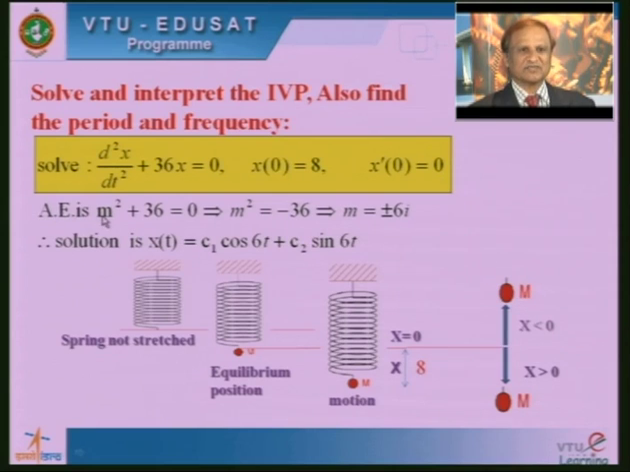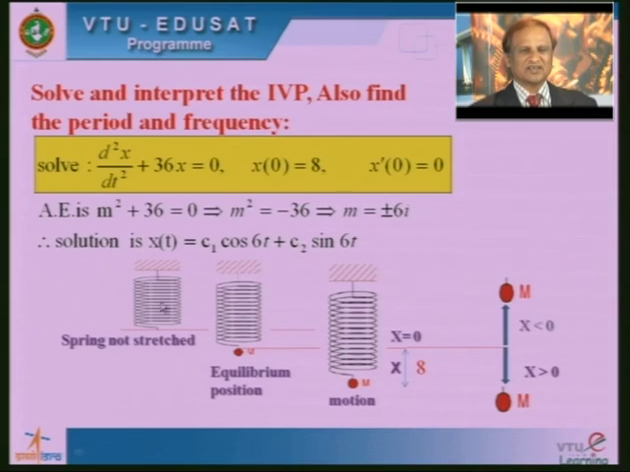I will get an auxiliary equation m square plus 36 is equal to 0, or you can obtain m square is equal to minus 36. Therefore, m is equal to plus or minus 6i, right. It is exactly similar to the previous example, is it clear? I hope we can write down the solution. Again, roots are complex. Again, in this case alpha is 0, that is why the solution can be written as x of t, it means x is a function of t, equal to c1 cos 6t plus c2 sin 6t. This is the solution of the given differential equation.